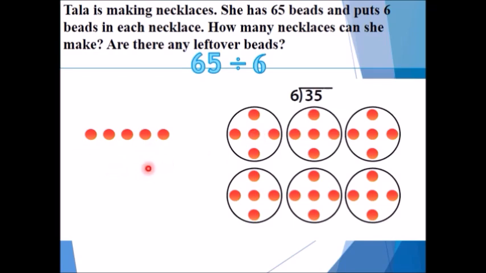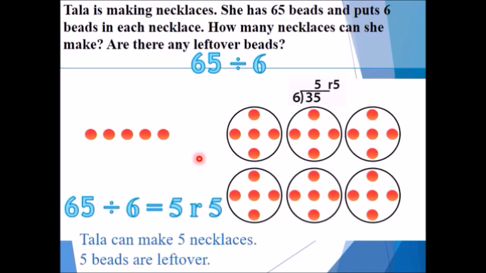So we have 5 counters that can't be shared equally into the 6 groups. So what is 35 divided by 6? 65 divided by 6 is 5 remainder 5. Tala can make 5 necklaces and 5 beads are left over.